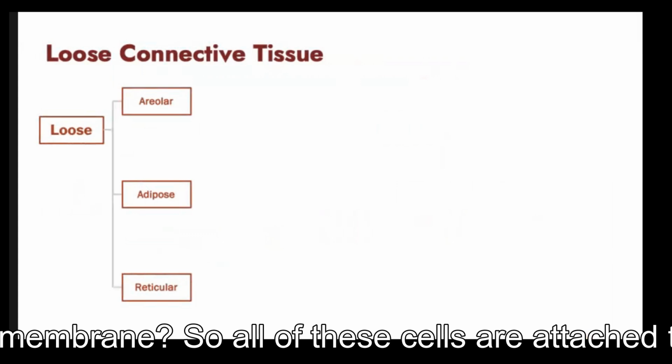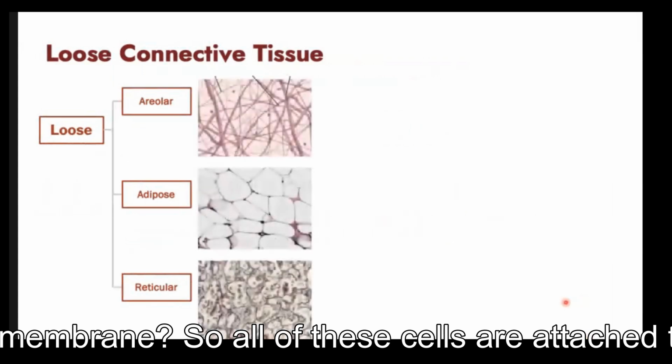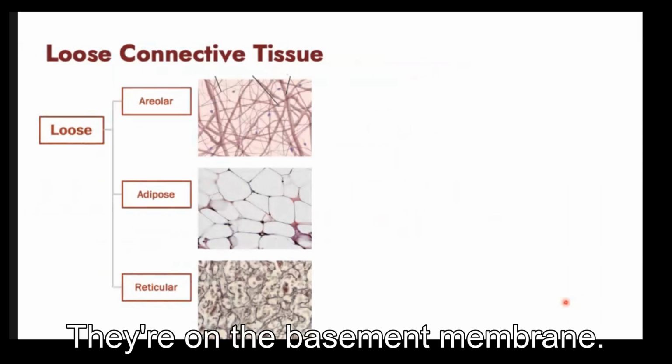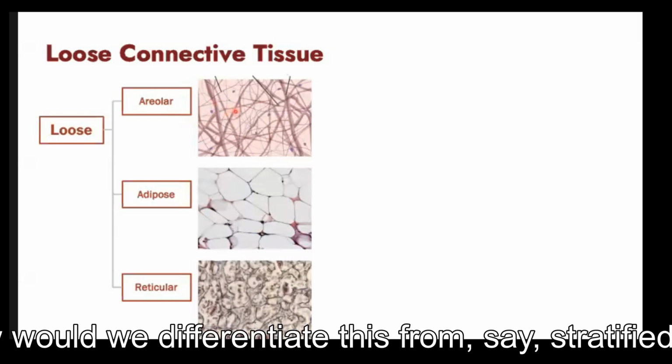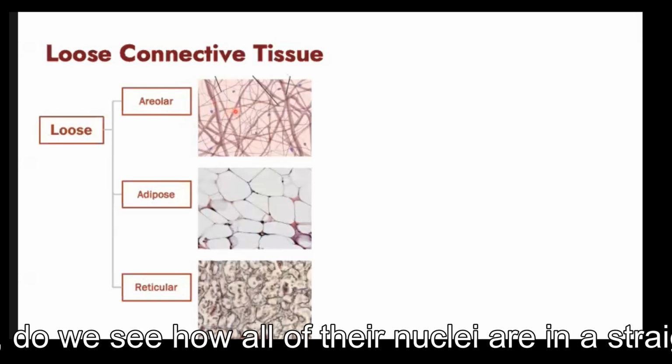So you're going to have areolar, adipose, and reticular, and each of these tells you what fibers they have. Areolar, they're going to have a lot of collagen fibers. These are kind of like packing peanuts. They stuff spaces in your body that aren't filled, just to offer cushioning and protection.